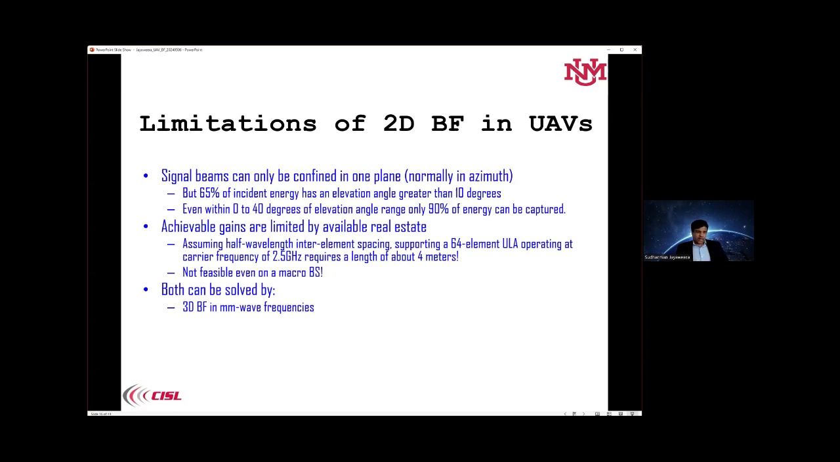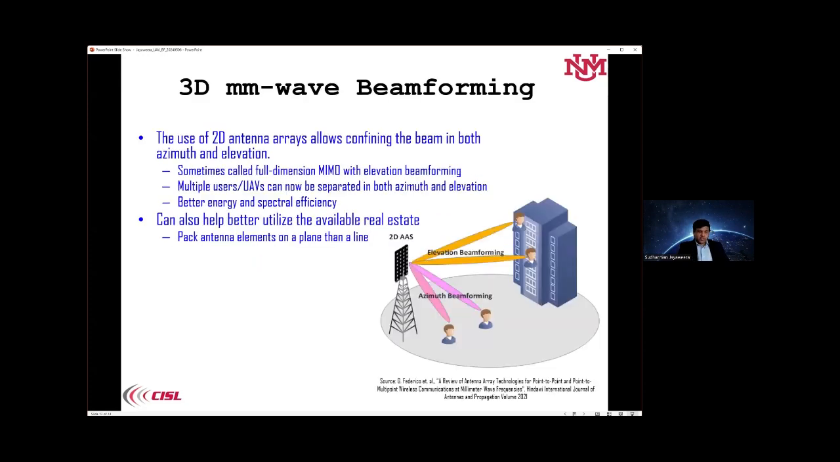So even at a base station, for example, a 64 element antenna array with uniform linear array structure at 2.45 gigahertz will require about a 4-meter long antenna array, which is unrealistic. But these problems, both the problem of not capturing energy in the elevation dimension as well as the very large antenna size that you require, you can solve by going into what we call three-dimensional beamforming in millimeter wave frequencies.